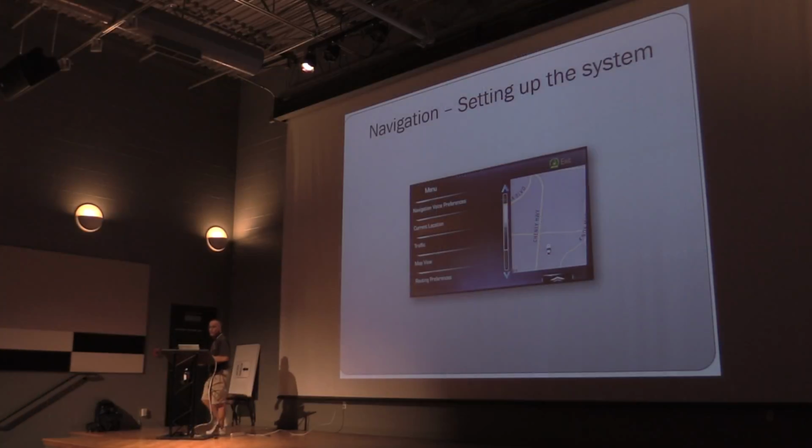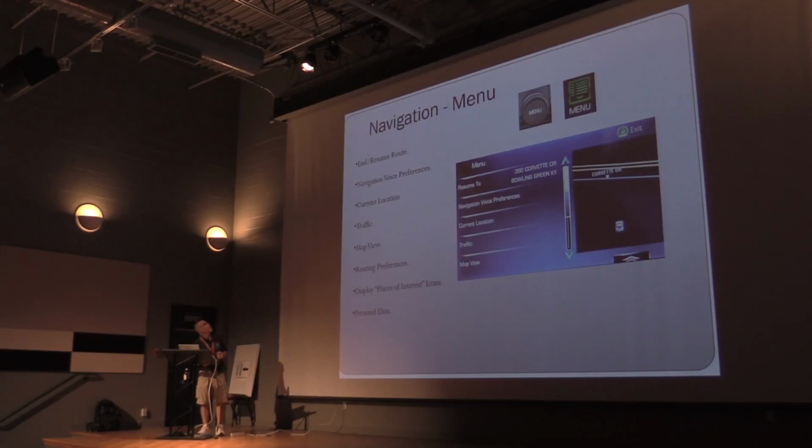So here's the menu structure. These are important for you to go in and set up the system. So the menu structure for navigation, basically within the navigation menu, it's going to talk to end resume route. It's going to talk to voice preferences, current location, traffic, map view, routing, display points of interest icons, and personal data. All very important. Up the top of the screen, you can get here by pressing the menu button from within navigation. You can get here by pressing the menu soft key from within any navigation screen once you bring it up on the screen.